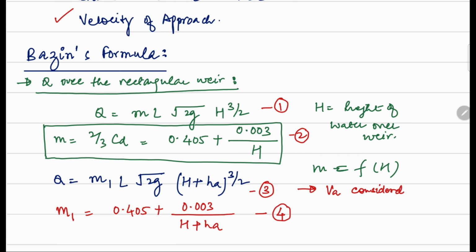So using these formulas, we can quickly estimate the discharge over the rectangular weir. So that's all for this discussion, which involved the empirical formulas for the discharge over the rectangular weir. In the next section, we will also solve some problems so that you will be more aware of how to use the formula to solve numerical problems.